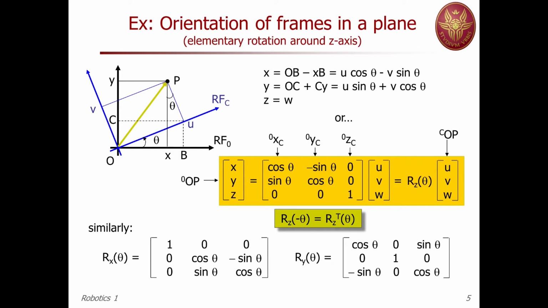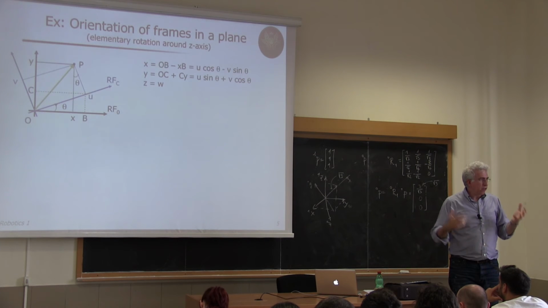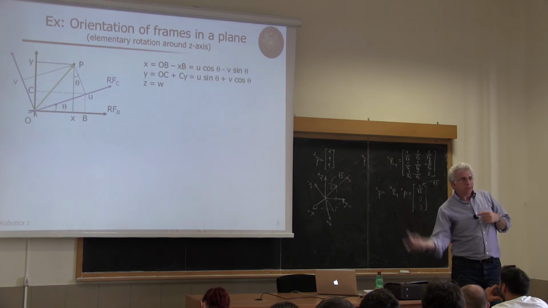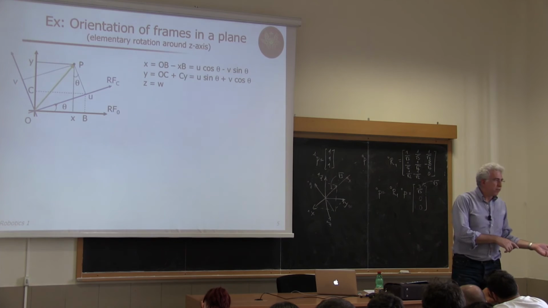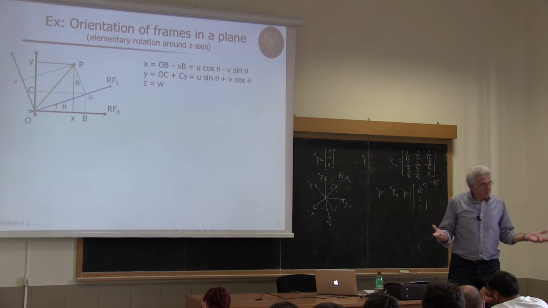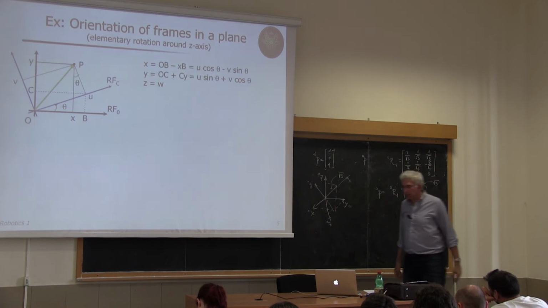So, the outcome of this is that the same object, the rotation matrix that we have introduced for representing the orientation of a frame with respect to another one, is also used for changing coordinates of a vector when expressed from a rotated frame with respect to a fixed frame and vice versa. Okay? It's exactly the same object.